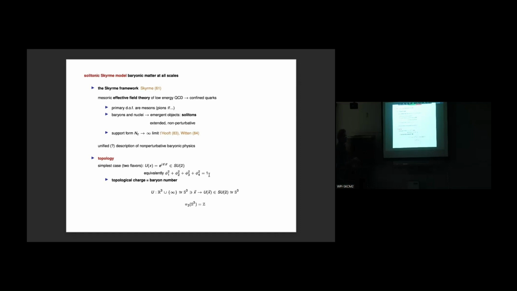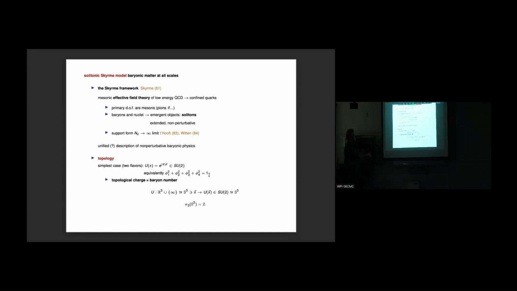If you take this field at static configurations, it's a map from 3-dimensional space, where we live, to SU2. SU2, as you see, is like a 3-dimensional sphere. But if you assume that this field at any point at infinity has the same value, the same matrix, so basically you add a point at infinity, then such a manifold, which is compactified 3-dimensional space, is just S3.